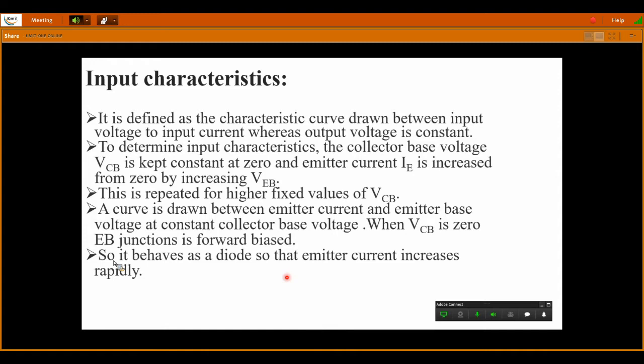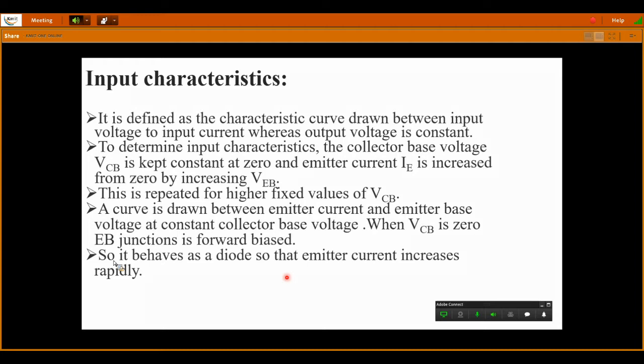Hence your input voltage is the emitter to base voltage, and your input current is the emitter current. Your output voltage must be the collector to base voltage. So here we have to vary the input voltage and find out the amount of input current for the variation of the input voltage.